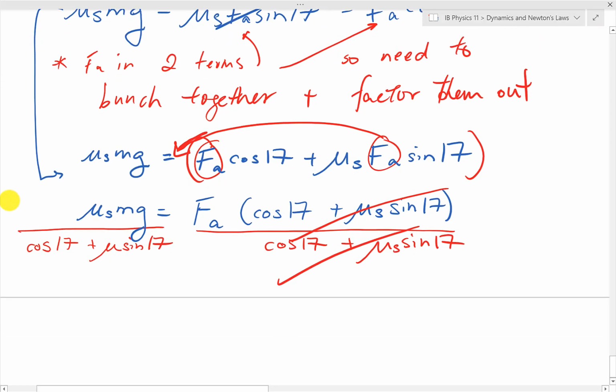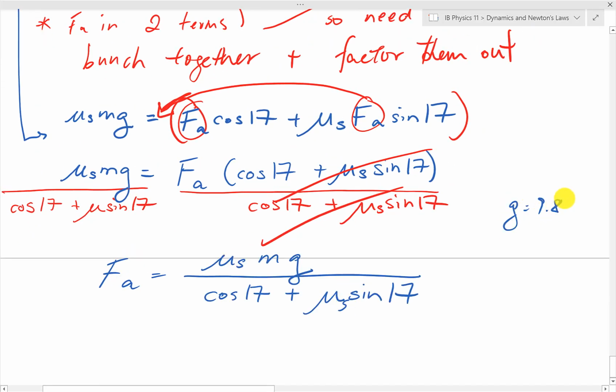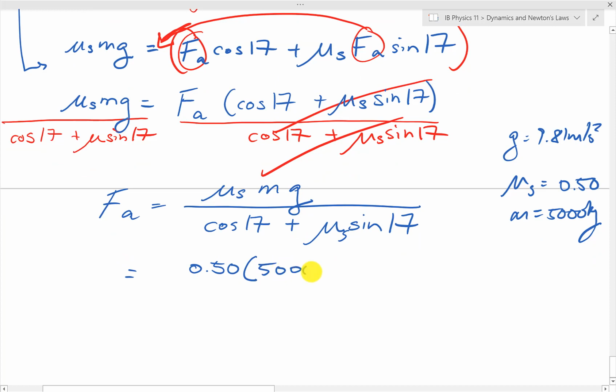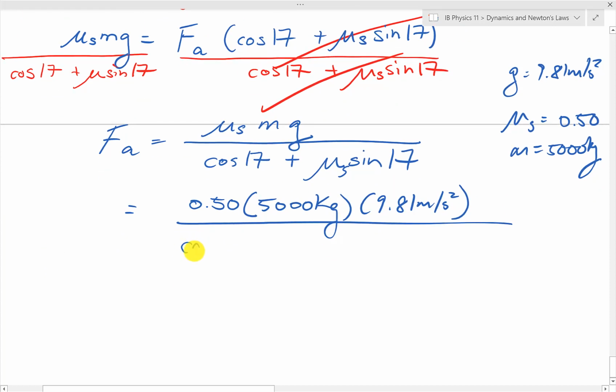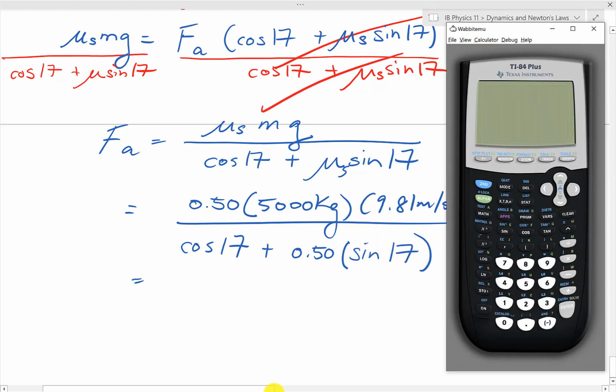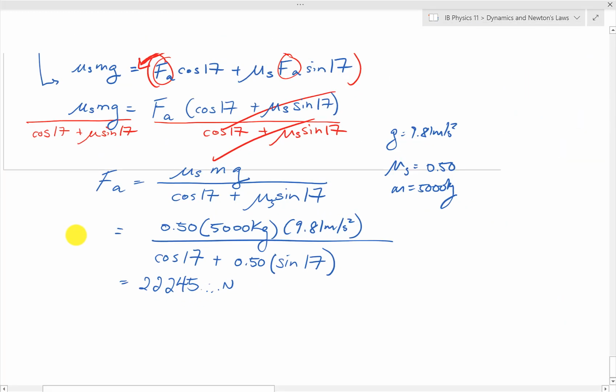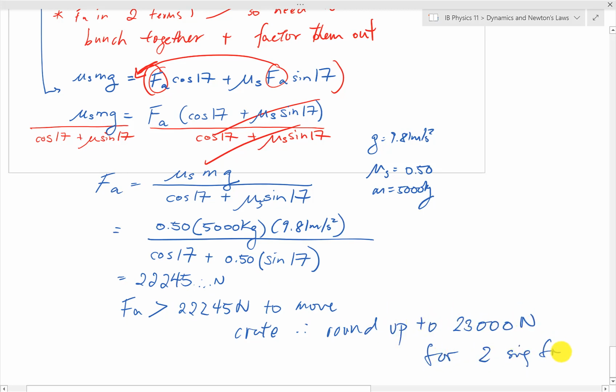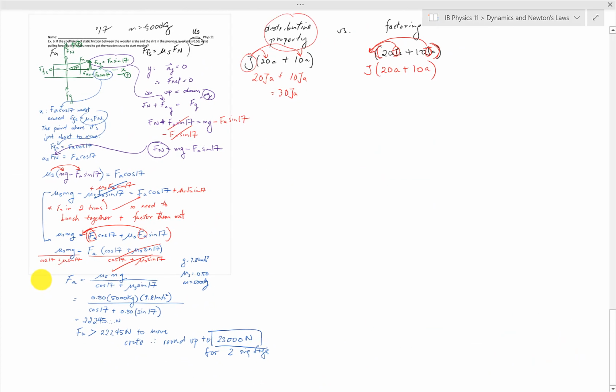Mu s is our coefficient of static friction, which we know is 0.5, and mass is 5,000 kilograms, and gravity is 9.81. Substituting everything into this equation, we get the following. And then putting this in your calculator, don't forget all the brackets, making sure you do every step very carefully, we get 22,245 newtons, which is the minimum Fa force. So Fa needs to be greater than that. If we round up to 2 sig figs, it must be 23,000 newtons.